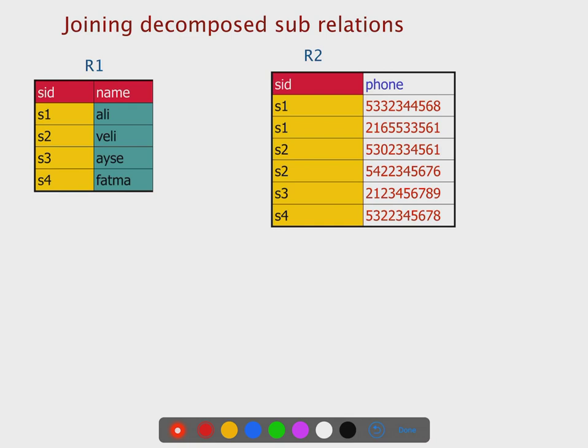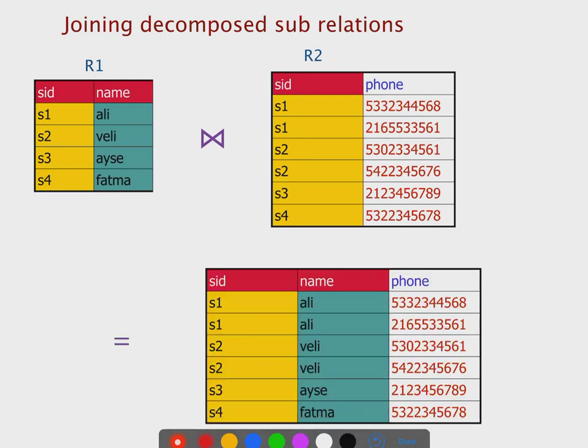Now let's try to join these two relations with natural join. Let's see what we are going to obtain. Remember that when we are doing natural join on the common attribute, we match two rows from the two relations with the common SID in this case. And the resulting relation will be the same as the original relation. So in this case, the original relation was obtained.